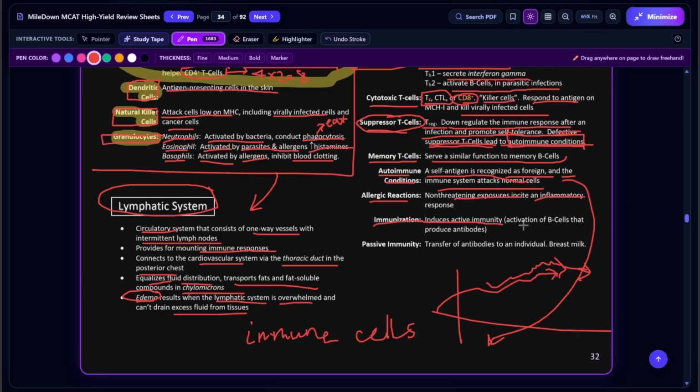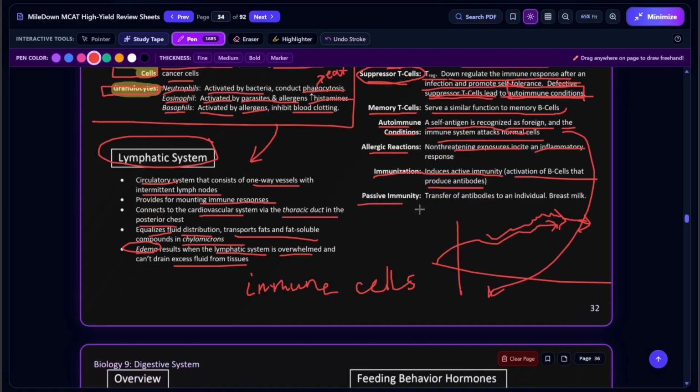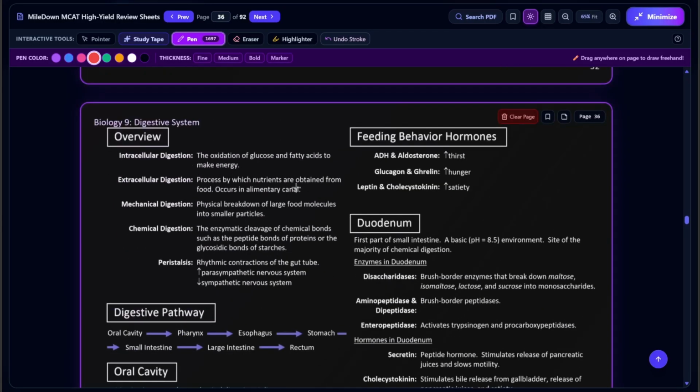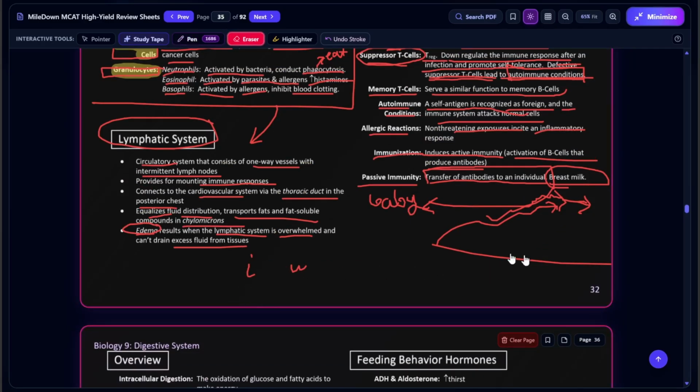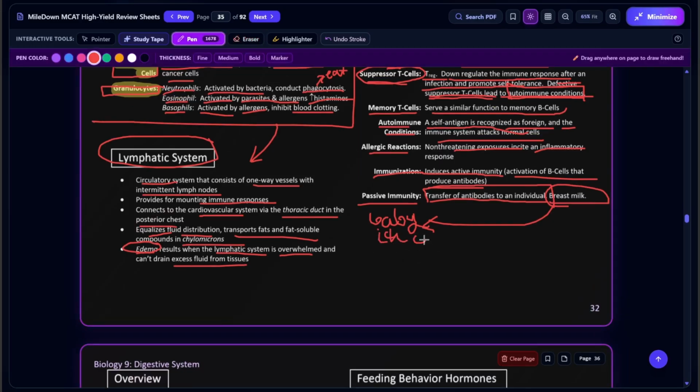Immunization induces active immunity, which is activation of B cells that produce antibodies, and passive immunity, which is transfer of antibodies to an individual. So that would be breast milk. When you were a baby and you were ingesting breast milk, that would be an example of passive immunity, transfer of antibodies to that baby or individual. And it can be very dangerous with blood types. If the baby and mother's blood types are incompatible, there can be a lot of problems there.